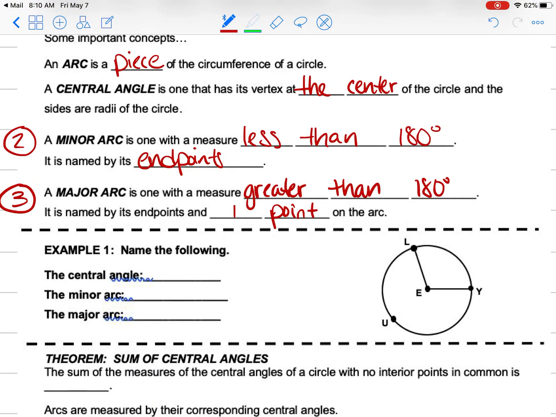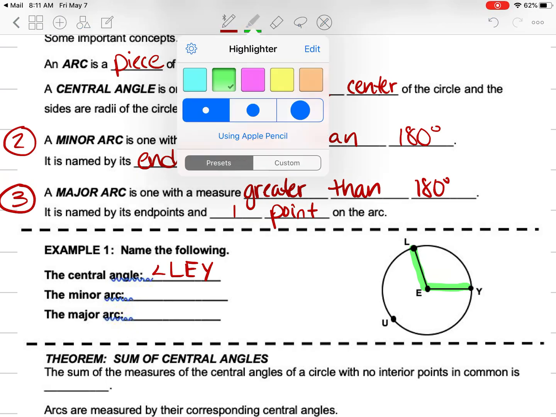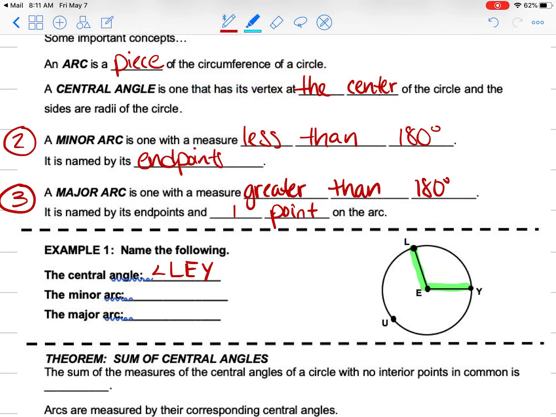Remember, a central angle is one where the angle is in the center, basically. The vertex is in the center. So if we go to name that, remember with an angle we need 3 letters. So we could say L-E-Y, or we could flip it and say Y-E-L. It's up to you, as long as the E is in the middle. A minor arc is one that measures less than 180. So I'm going to highlight in blue a minor arc. So from L to Y would be an example of a minor arc because it's less than half the circle.